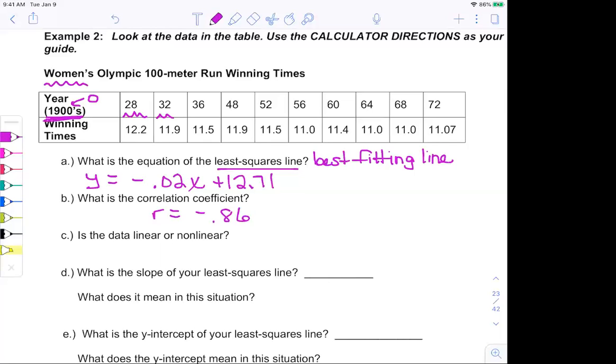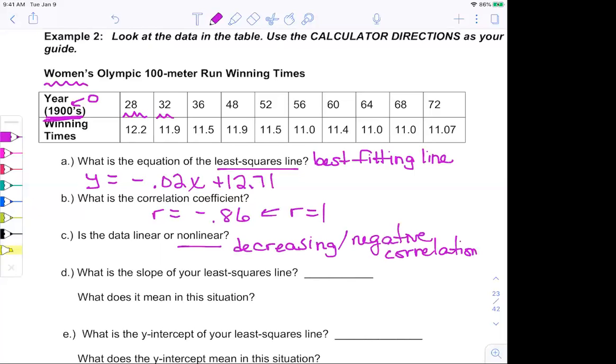Does this data form a perfect line? No, it doesn't form a perfect line. So I can't say it's linear unless the R value equals 1. Then it's linear. It might be close to forming a line, but it's not a perfect line. So I can't say that this is linear. We could also note that it is decreasing. We could say it's a negative correlation. Those would be terms that you might see. So a positive correlation is going up, but negative correlation is going down.